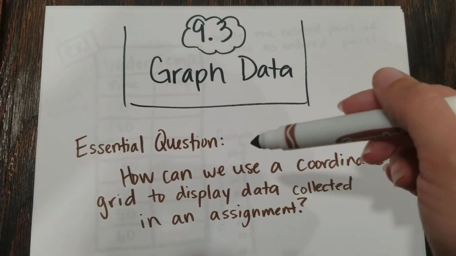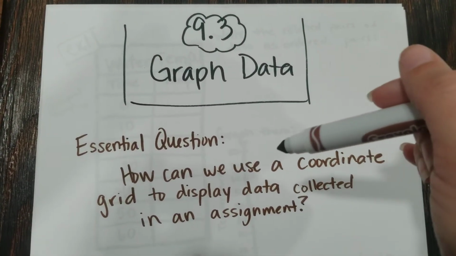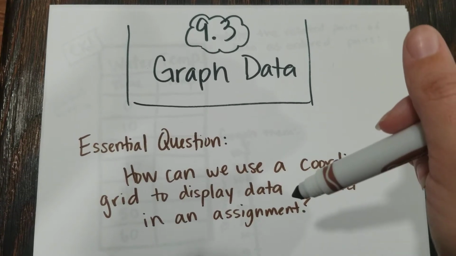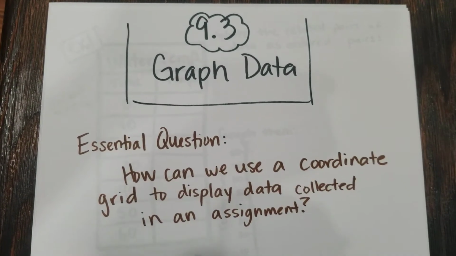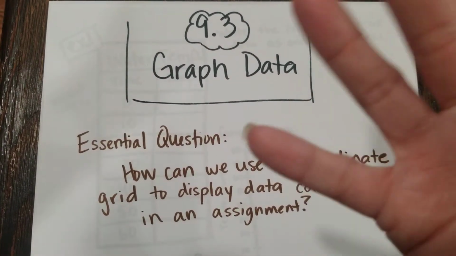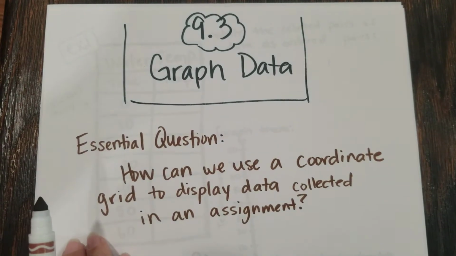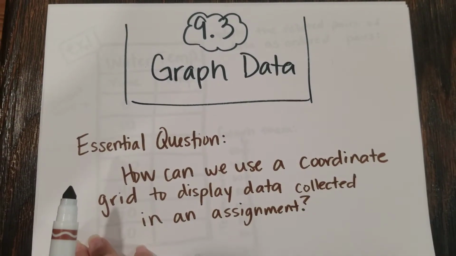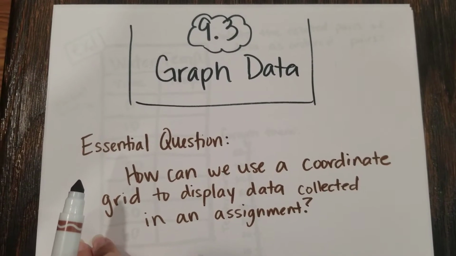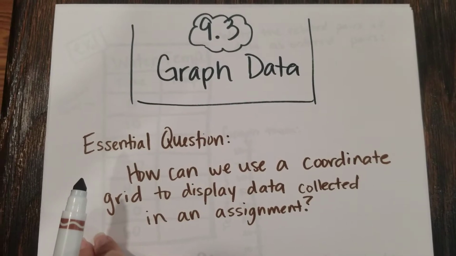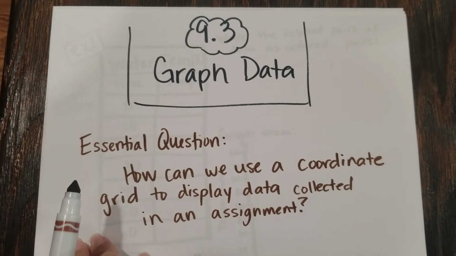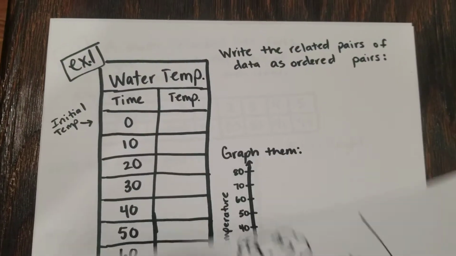So our essential question, our focus for this lesson, is how can we use a coordinate grid to display data collected in an assignment? Data is often collected in science experiments, right? When a class or a student or a scientist does some experiments or some exploration into a topic, they might collect some number data. And when you have two sets of related numbers, you can use a coordinate grid. So let's see how that works.